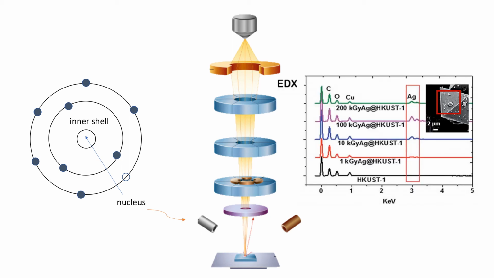The detector quantifies the characteristic energy of the emitted X-ray that is unique to the element, and with the use of the software, the identity of the element is revealed. The spectra on the right shows the different elements that make up the sample. From the EDX spectra, you recall that your lab mate had been working on copper-based metal organic frameworks for catalysis. Judging from the morphology of the sample and the presence of copper and silver, you now think that the sample could be silver-doped HKUST-1.